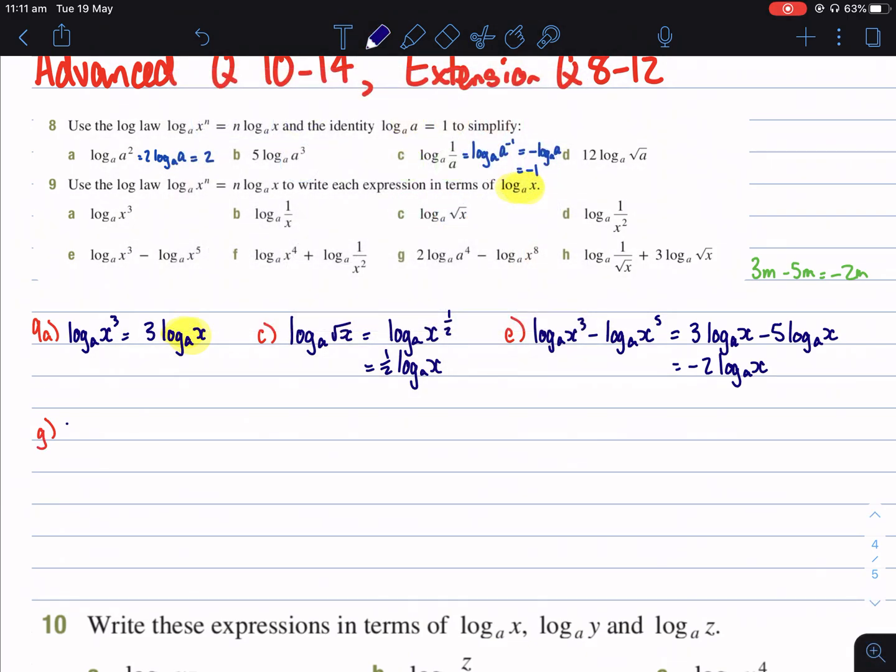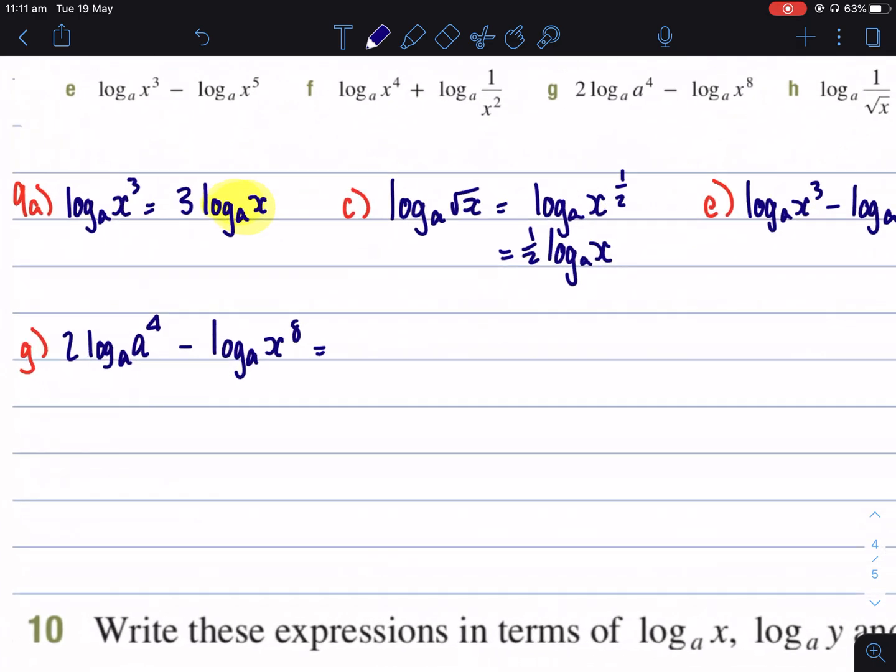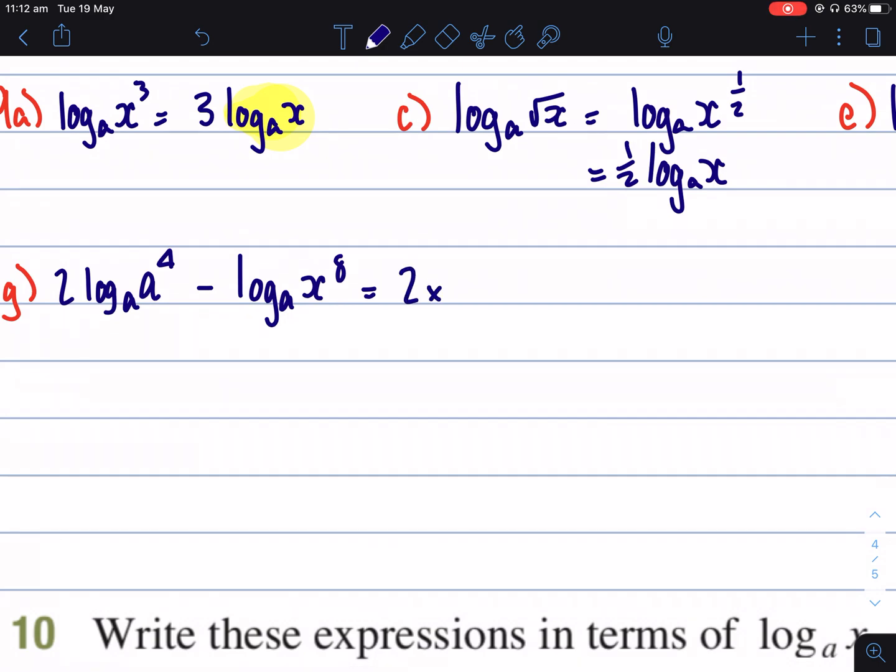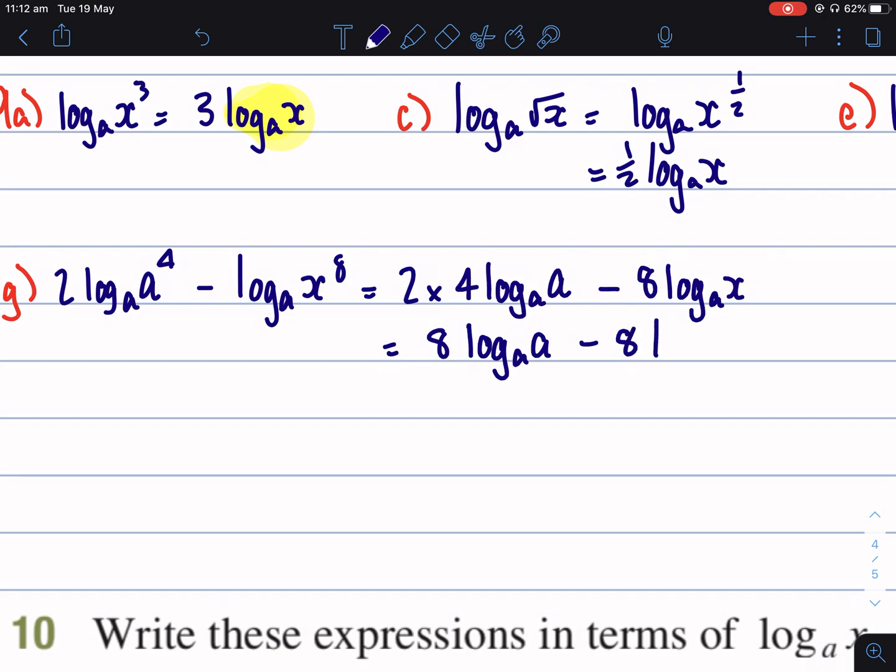So this time we've got 2 times log base a of a to the 4 minus log base a of x to the 8. First step, we've got 2 lots of 4 log a of a, so I took that 4 out the front and the 2 was already there. Minus, take the 8 down the front, log base a of x, 2 times 4 is 8, log a of a minus 8 log a of x. Now log base a of a is just 1, so it's 8 times 1, which is 8.